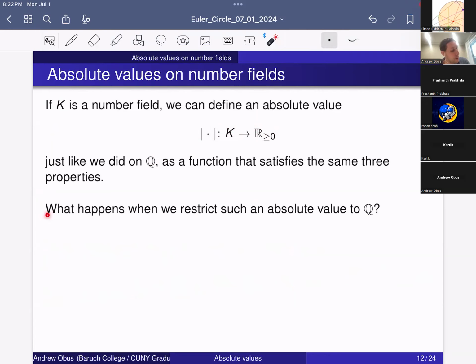So what happens if you restrict such an absolute value to Q? If I have some absolute value on K, I can ask what happens when I plug in just the elements of Q. When I do that, it has to be an absolute value on Q, because obviously if it satisfies positivity, multiplicativity, and the triangle inequality on the whole number field K, it certainly satisfies them when the domain is restricted to this subset Q. So an absolute value restricted to Q is another absolute value.